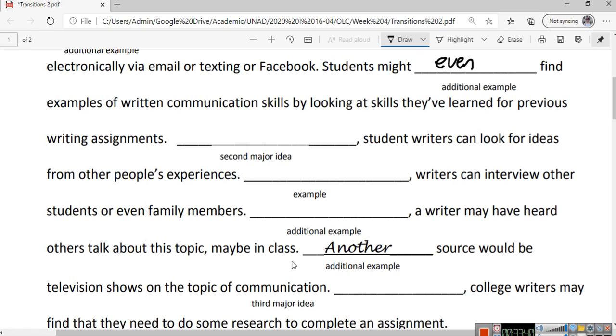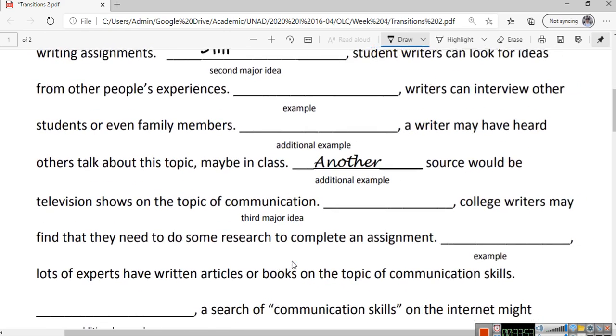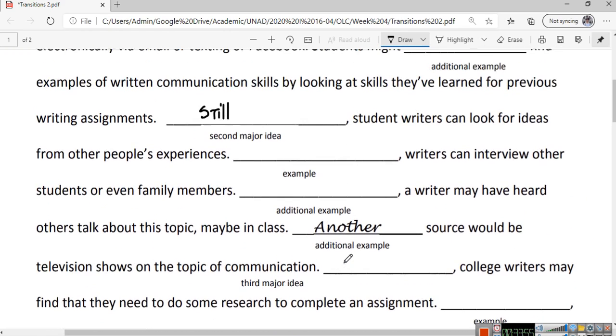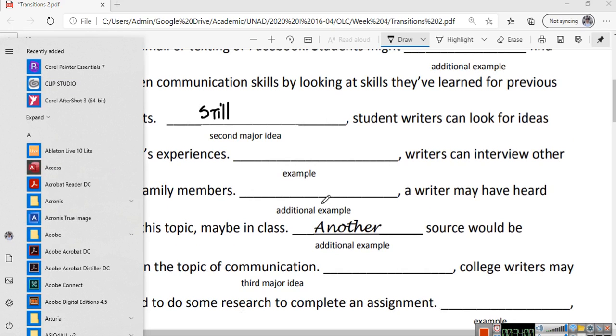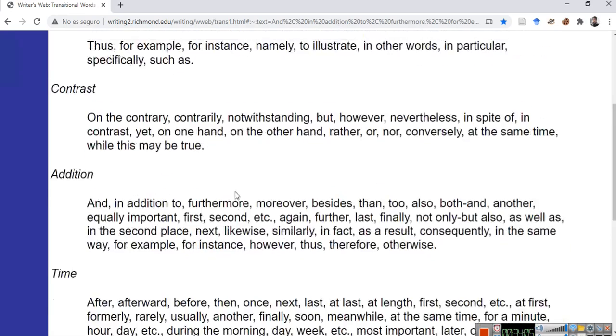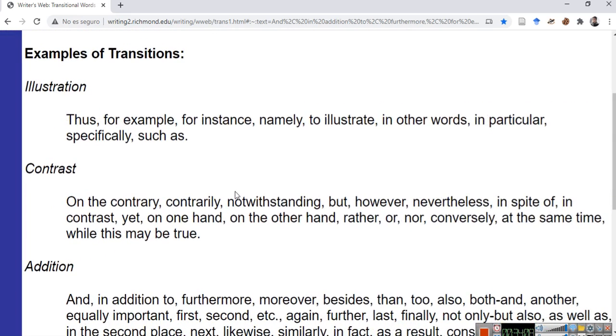We write it: still, students can look for ideas from other people's experiences. Very good. That makes sense. Thank you, Freddie. Now, another example. I know that I have to use an exemplary transition. Let's look at the exemplary transitions from the web page. So we have illustration: for example, for instance, namely, to illustrate, in other words, in particular, specifically, and such as.